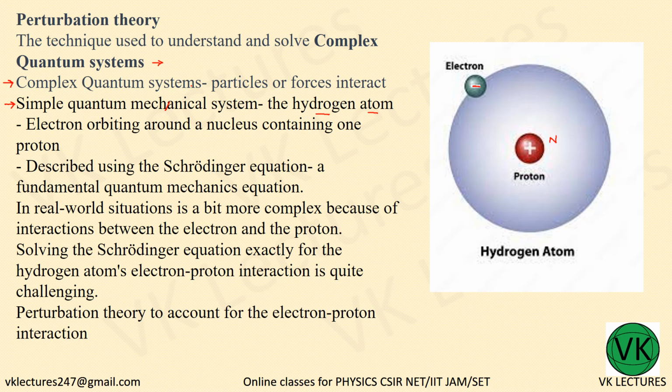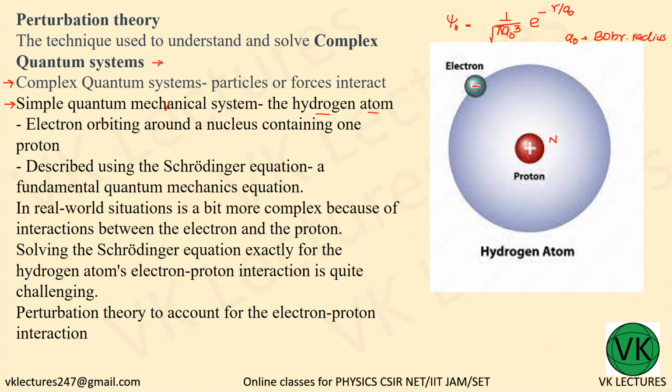Now, to describe this, we have the wave function for the hydrogen atom, which is given by 1 by root of pi a naught cube, e to the power minus r divided by a naught, where a naught is the Bohr radius. This is a simple quantum mechanical system where we define the wave function of the hydrogen atom by this simple equation.